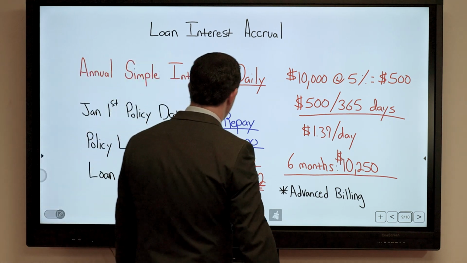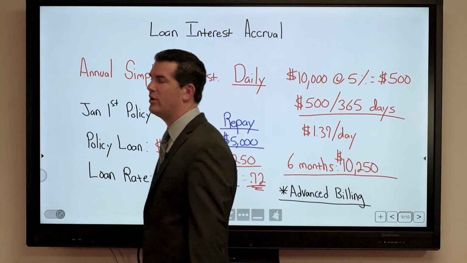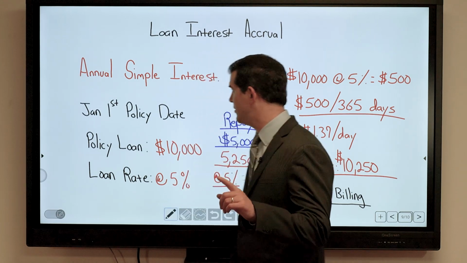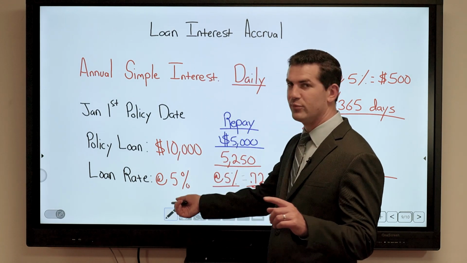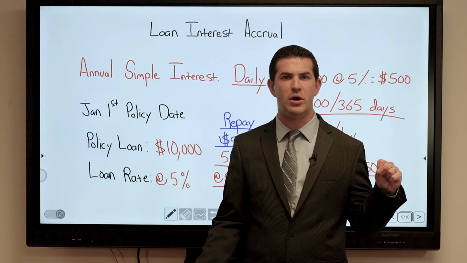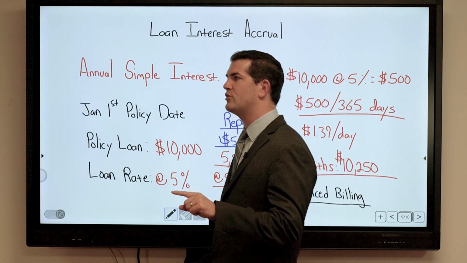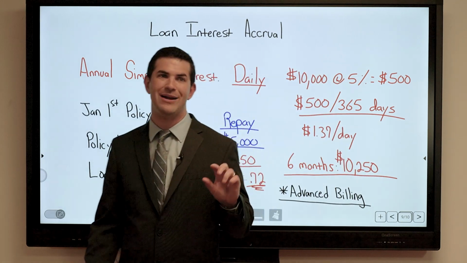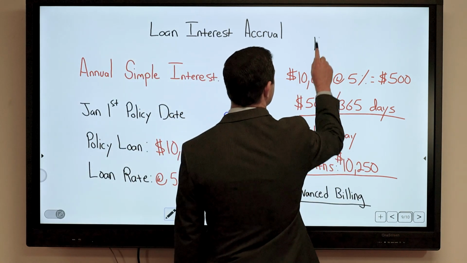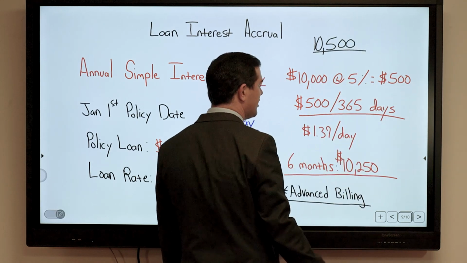Last thing I wanted to touch on in this video was advanced billing. So some companies do bill loan interest in advance. So how it works is if I have the exact same setup, a 5% loan interest cost, I borrow day one, $10,000. If the insurance company bills for loan interest in advance, what will happen is I will see my loan balance read $10,500 on day one because they billed the $500 in advance.